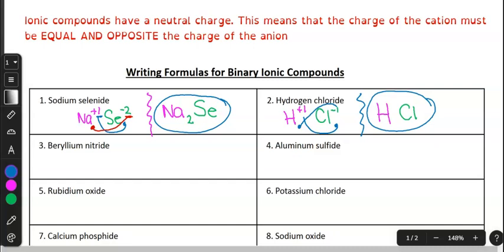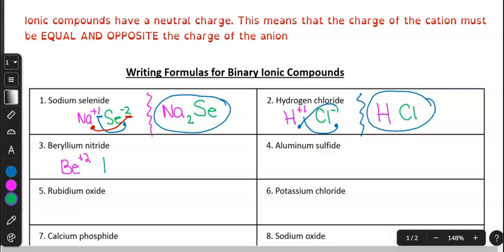So hopefully as you guys do more of these, you're going to be able to get faster, and maybe you won't have to write the arrows for crisscrossing and stuff like that. All right, beryllium nitride. So beryllium is atomic number 4, and its formula is Be, and if you look at the top of its family, it has a charge of +2.